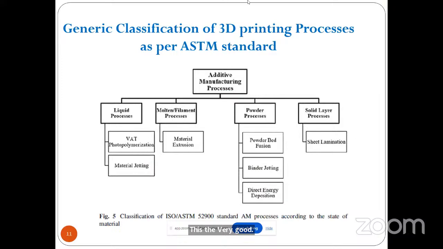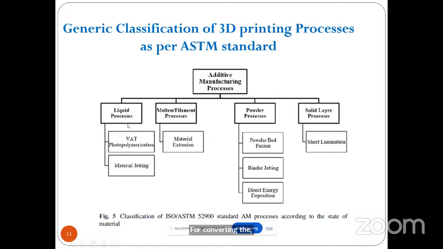Now, the generic classification of 3D printing processes as per ASTM standard. Generally, 3D printing processes are classified based on the material as well as the process involved for converting the given raw material into the final product.